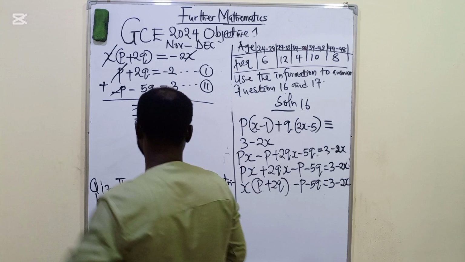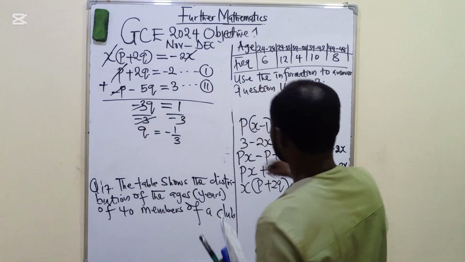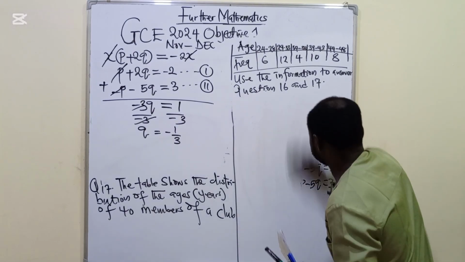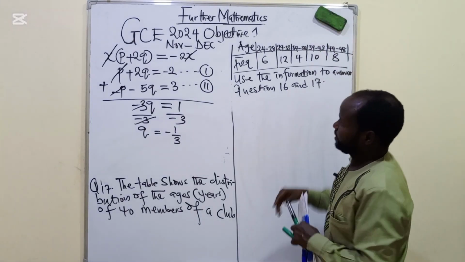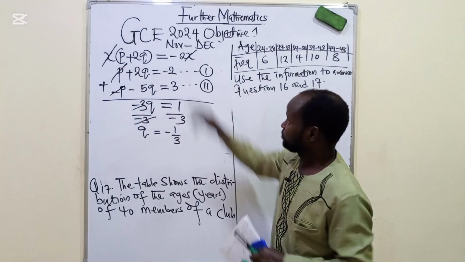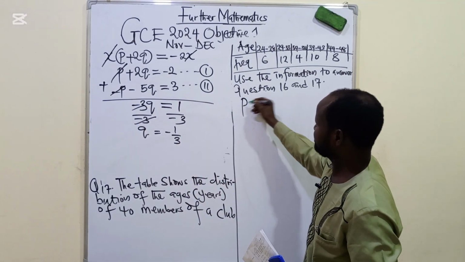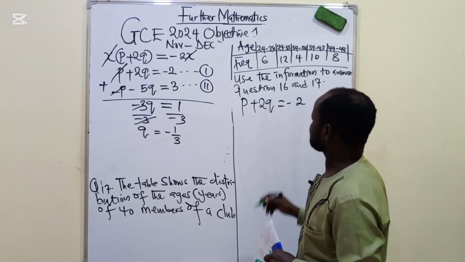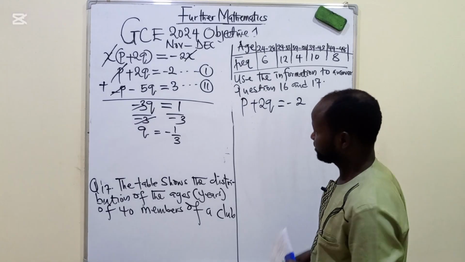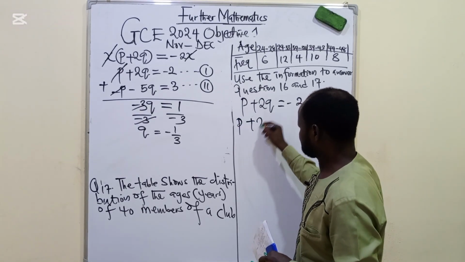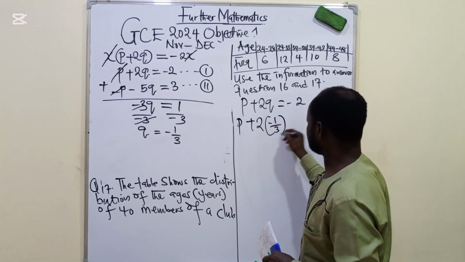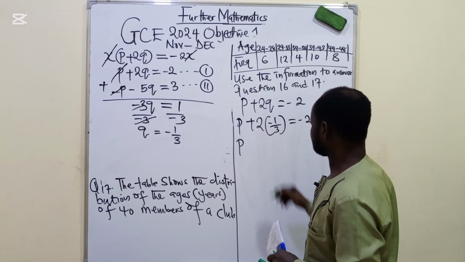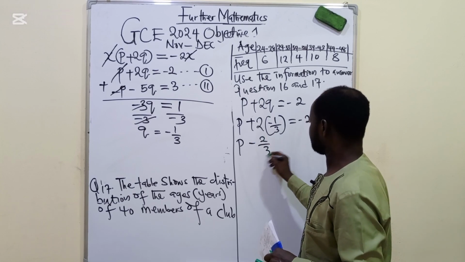We're asked to find the value of p and q. So we know our q now as minus 1 divided by 3. Let's move here to find p. To find p, we substitute this q into one of the equations. Let's use equation 1, which is p plus 2q equals minus 2. Anywhere we see q, we put minus 1 divided by 3. So it will be p plus 2 into minus 1 divided by 3 equals minus 2. This will be p, 2 times minus 1 over 3, it will be minus 2 divided by 3.